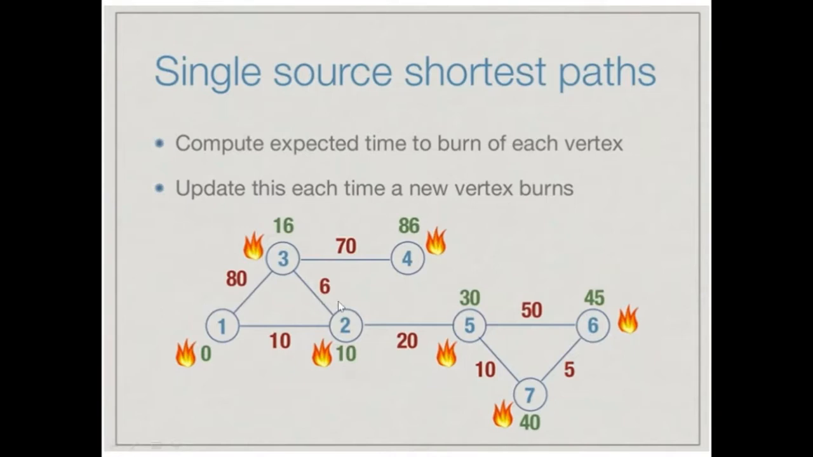So initially, the cost of reaching from 1 to 2 is infinity, but now after the application of the algorithm, the cost is 10. Similarly, the cost of reaching from 1 to 3 is initially infinity, but now after the application of the algorithm, it has been updated to 16.